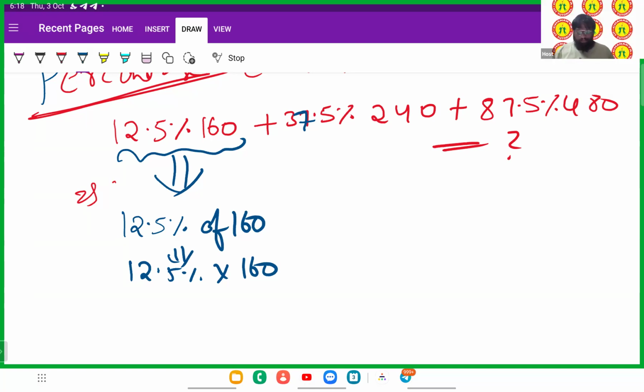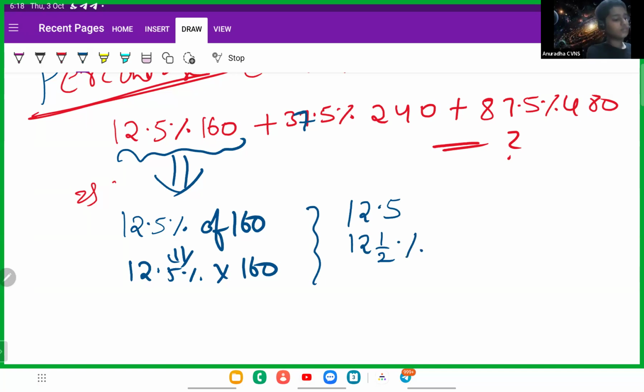So here one thing I want to tell you students. Here they said 12.5%. 12.5% is 12 plus 1/2 percent, right? Can I write in this way? Yes, sir.